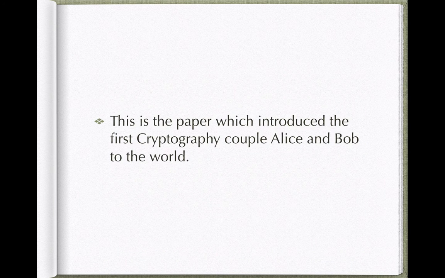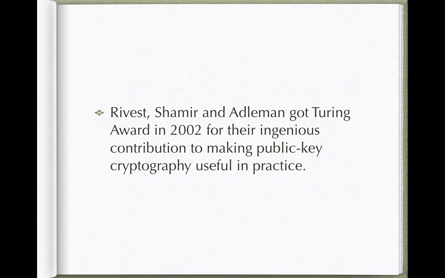So this is the paper which first introduced the characters Alice and Bob to the world. The couple Alice and Bob first came in this paper. Thereafter, whoever wrote a cryptography paper, everyone started using these character names called Alice and Bob. And for their extraordinary contribution, all the trio, Rivest, Shamir and Adleman, all three got the highest award in computer science called the Turing Award.